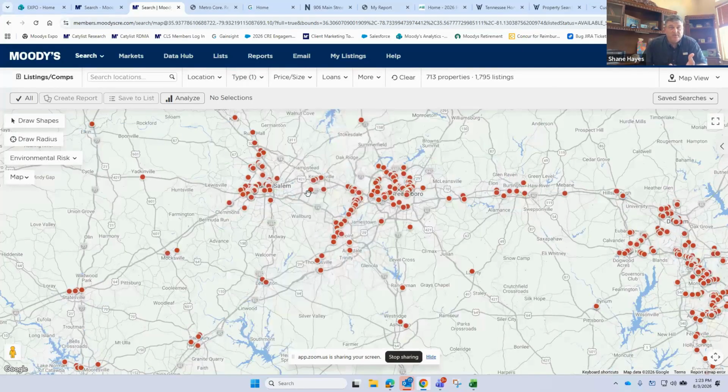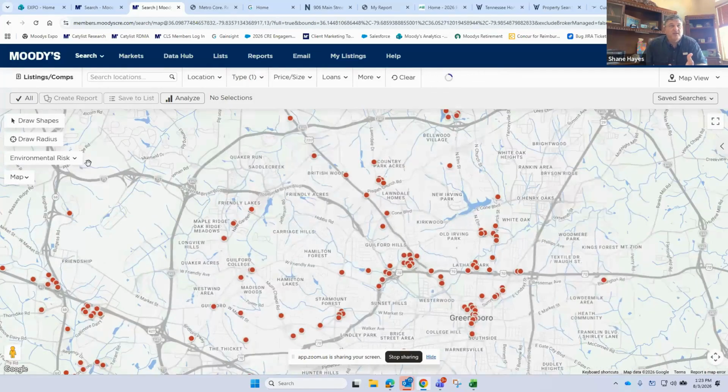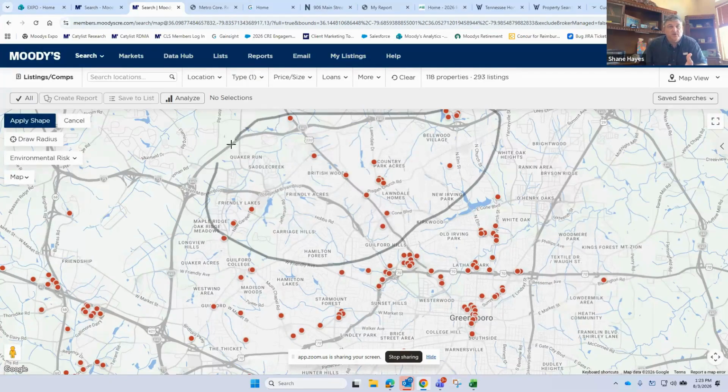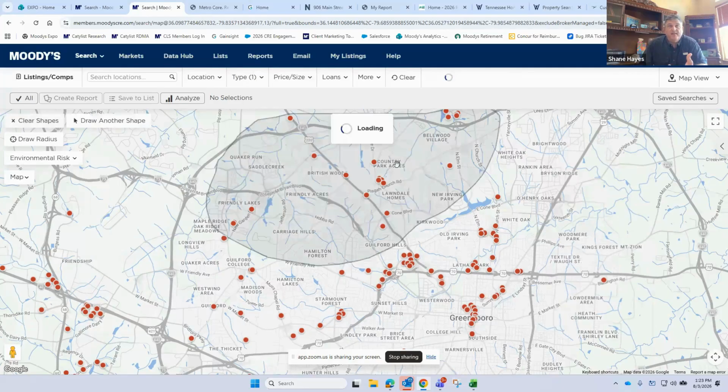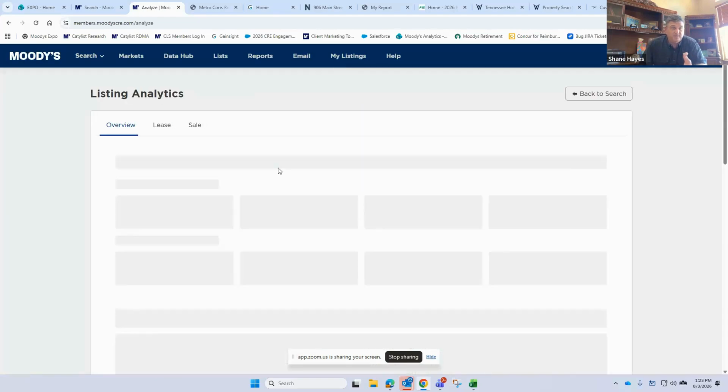So maybe you want to look at office. Maybe now you want to go to Greensboro and look up here on the north side. So I'm just showing you again how to do it, how easy it is. You just draw the area you want, apply that. It's now going to focus on these 38 listings, and then you hit the analyze button.